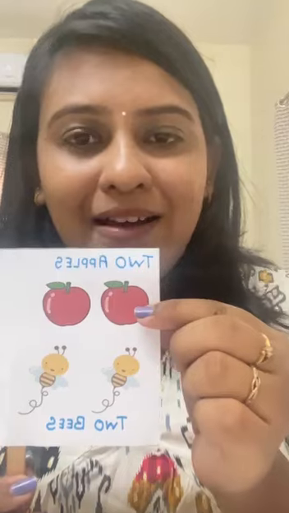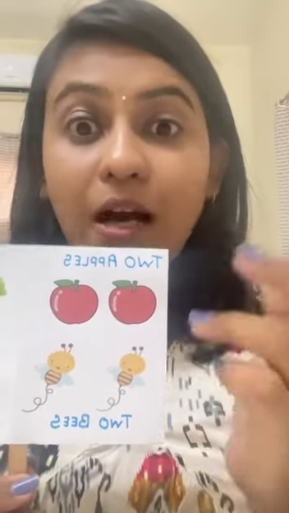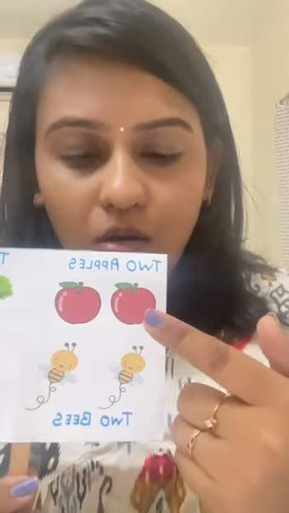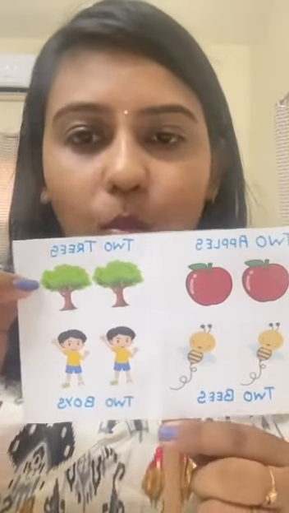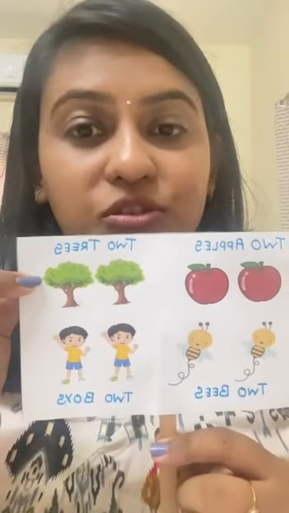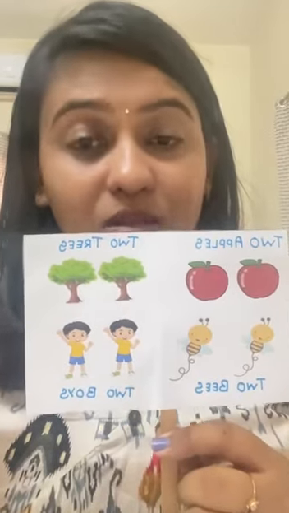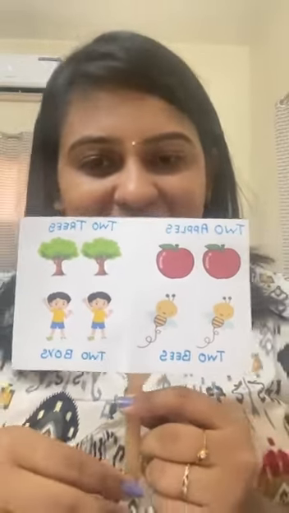First, let's see the first image. What is the first image, children? Tell me. Yeah, it's an apple. Come, now let's count the number 2. We have how many apples? 1, 2. Yes, we have 2 apples. Now come, let's go to the next image. What is this, children? Is this a tree? Come, now let's count. 1, 2. We have 2 trees. Yes.